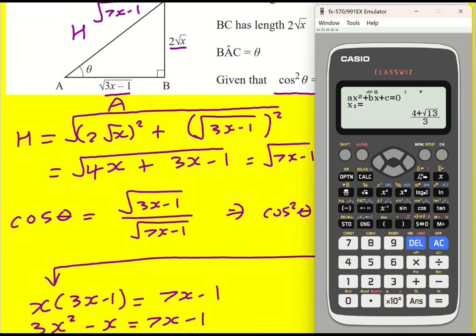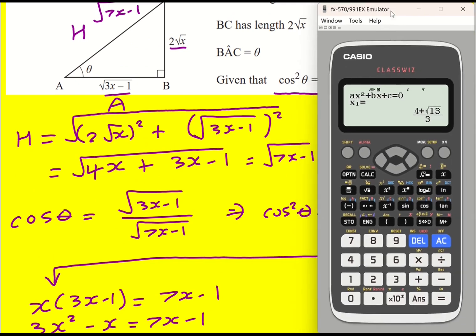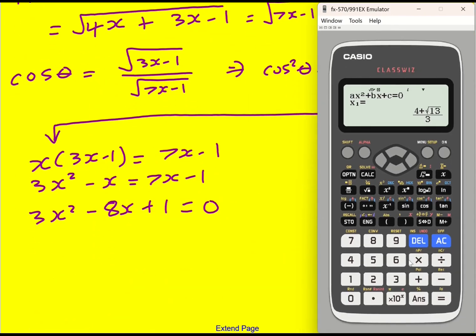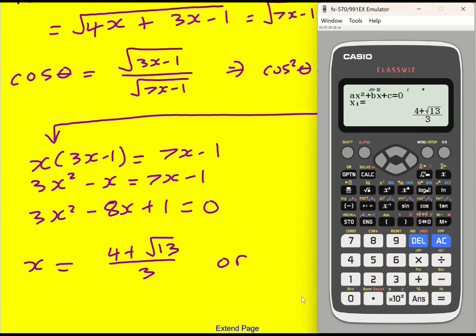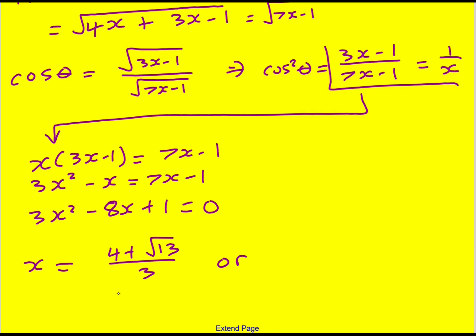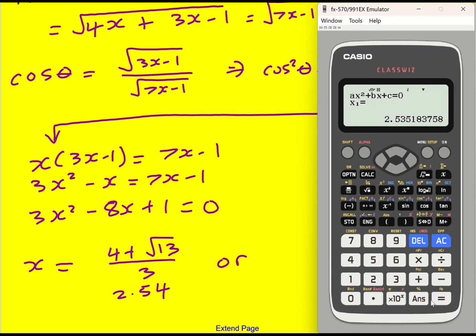Now what does it say? Does it say to find the value of x? Okay, so I'll give the exact answers first. So x is 4 plus root 13 over 3. And before I get the second one, let's just write it. So it's going to be 2.54. Or 4 minus root 13 over 3, which is 0.131.